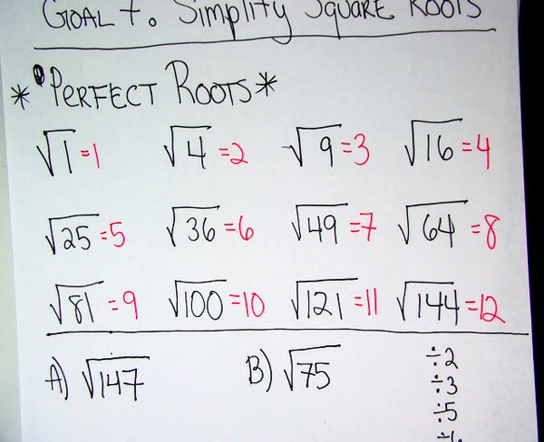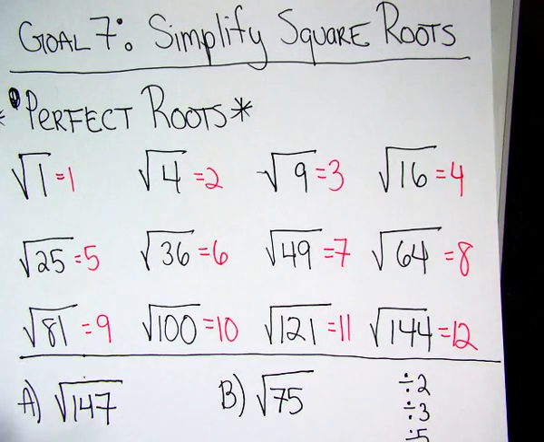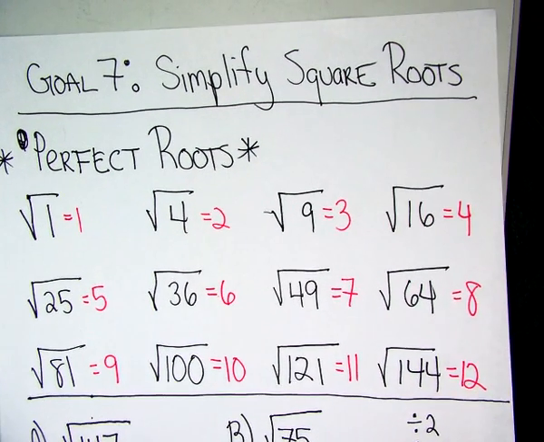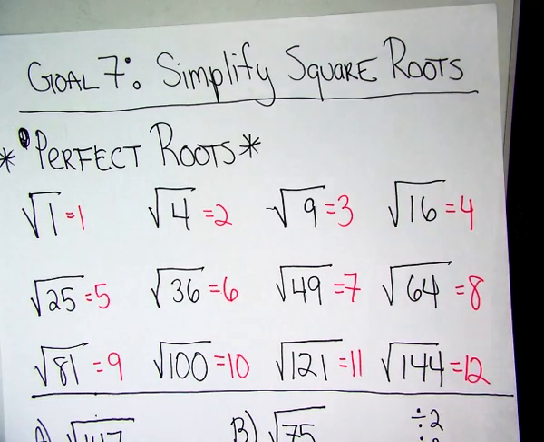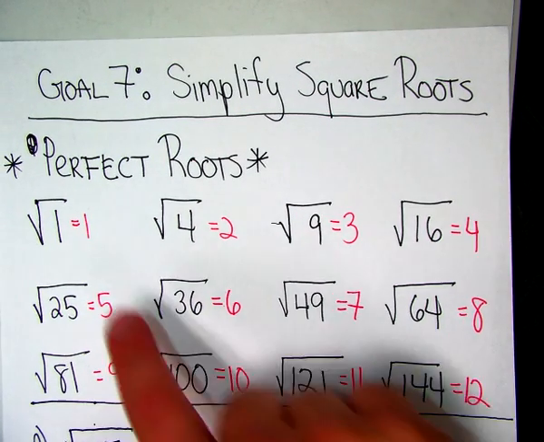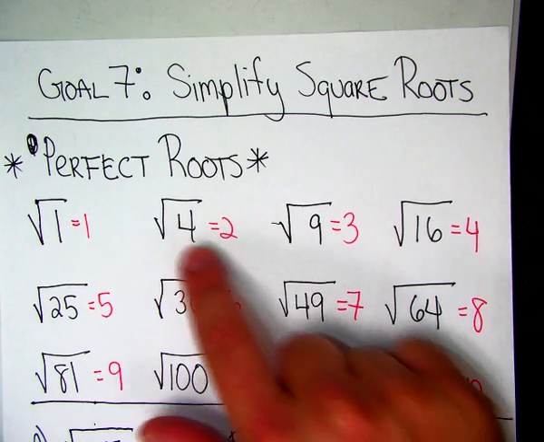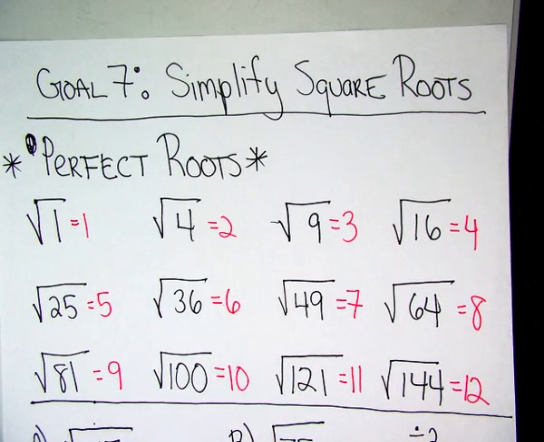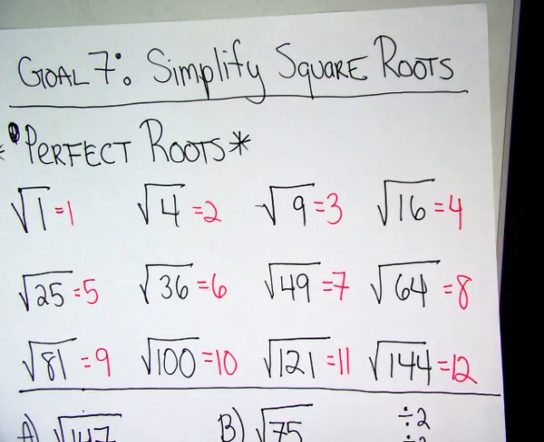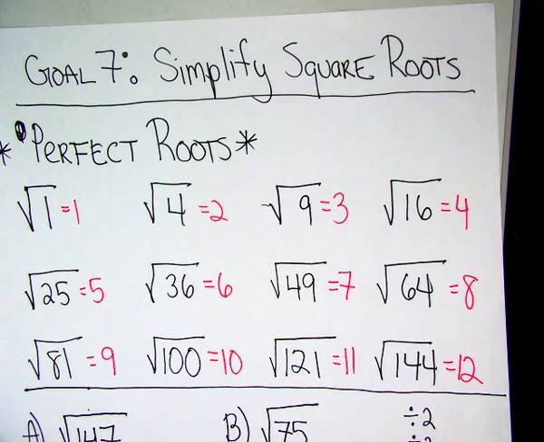Hi everybody. Today we're going to be dealing with goal 7, which is simplify square roots. There's a simple process that we follow when we're doing roots, and it all starts from knowing what our perfect roots are when we're trying to simplify radicals. So the perfect roots that we have are square root of 1, 4, 9, 16, and so on across the board. These are called perfect roots because if I took the square root of them, they work out to be nice, round, even numbers. They're not decimals.